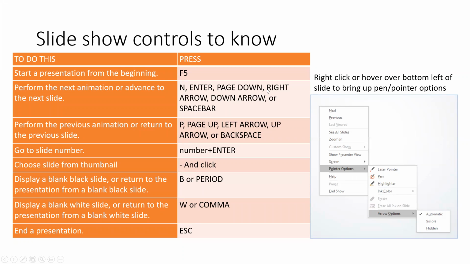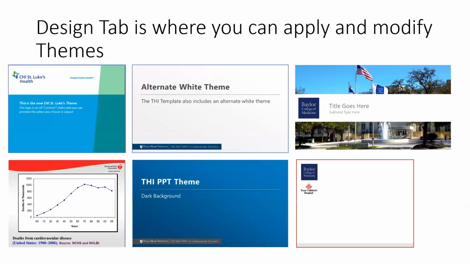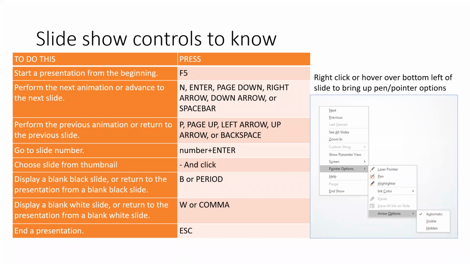N, enter, page down, down arrow, space bar to go to the next slide. And then the same with previous slide. You can do the left arrow, page up, P, up arrow, backspace. So go forward, go back, go forward. You can be using your mouse or your keys. Go to slide number. You can press the number 1 and enter, and you'll go to the first slide again. Click through, back to where we are.